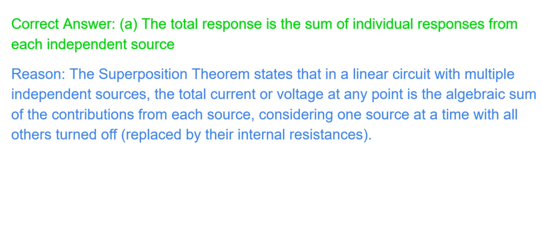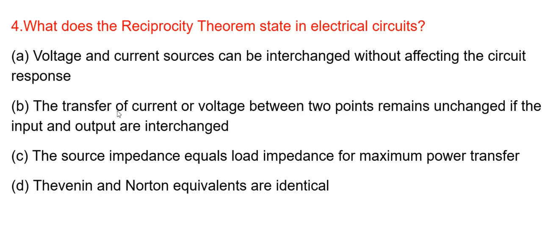other sources turned off. Fourth question: what does the reciprocity theorem state in electrical circuits? A, voltage and current sources can be interchanged without affecting the circuit responses. B, transfer of the current or voltage between 2 points remains unchanged if the input and output are interchanged. C, the source impedance equals the load impedance for maximum power transfer. D, Thevenin's and Norton's equivalents are identical. Pause the video and try the answer.